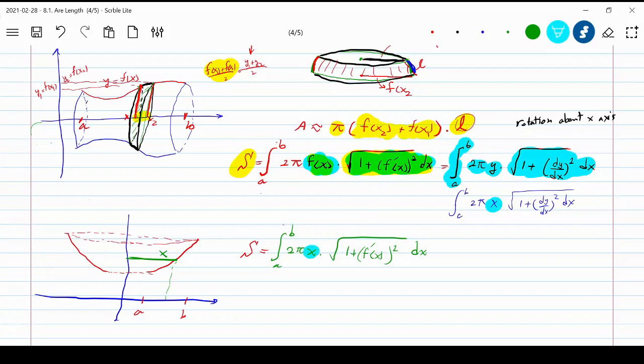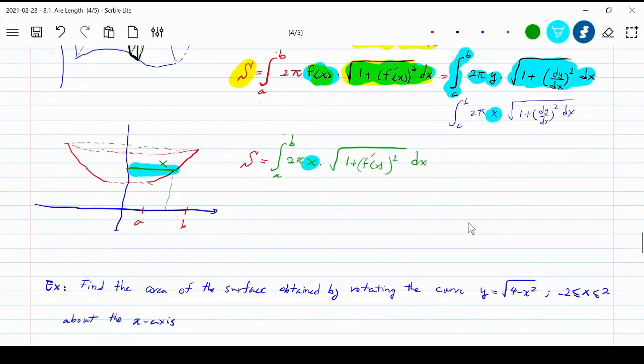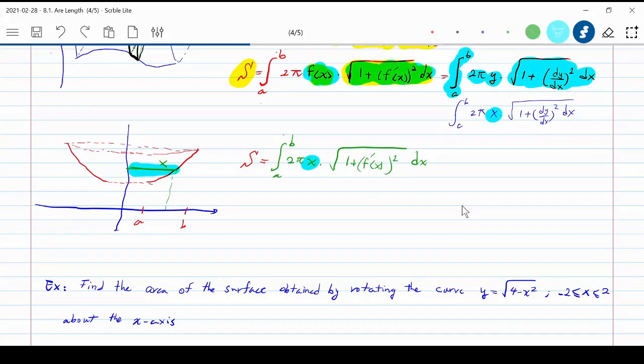Here I already wrote it actually. If you have rotation, this radius is basically x, so 2 pi x times the square root of 1 plus f prime of x squared, assuming that we still have a function and not a curve. If you have a curve, then you have to change the graph and look at it through the other view.